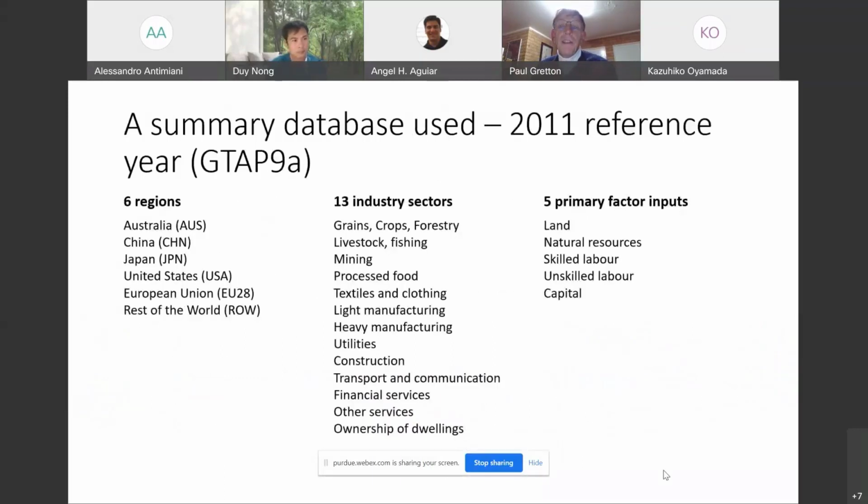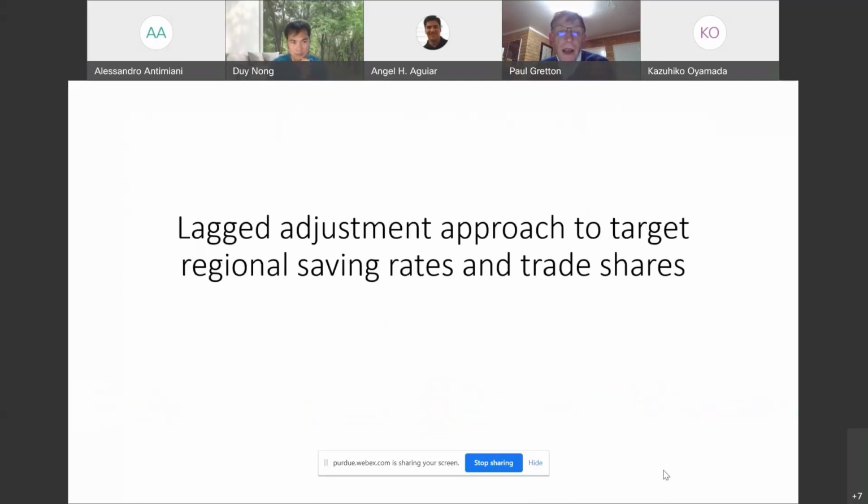Now, my database, this work is in summary form, but it's quite meaningful. I have a small open economy, Australia. I have China, Japan, United States as being dominant commodity economies in the global trade setting. I've got the Europe 28. It's not the Union anymore, but, and the rest of the world. And then I've had 13 industrial sectors and 5 primary factor inputs. And that granularity enables quite a number of important points to be brought out in the projections.